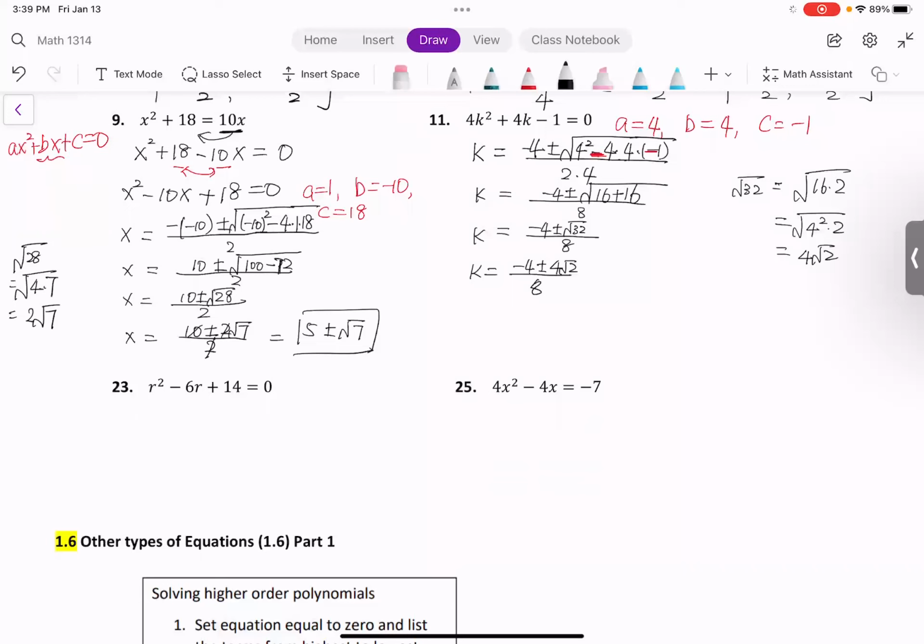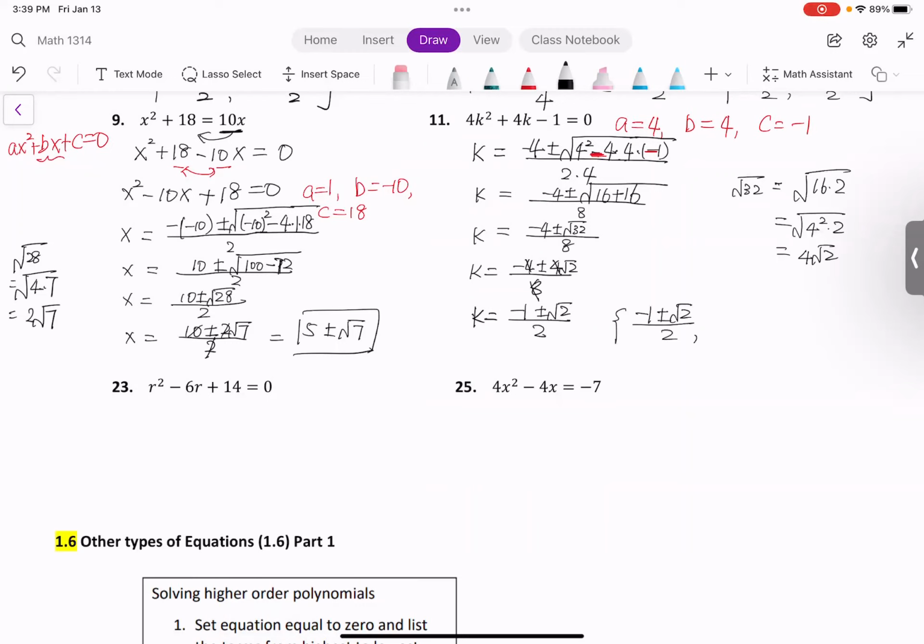So -4 divided by 4 is -1, and 4 divided by 4 is 1, so plus or minus the square root of 2. The 8 divided by 4 is 2. So we have two solutions. k equals (-1 plus or minus square root of 2) over 2.